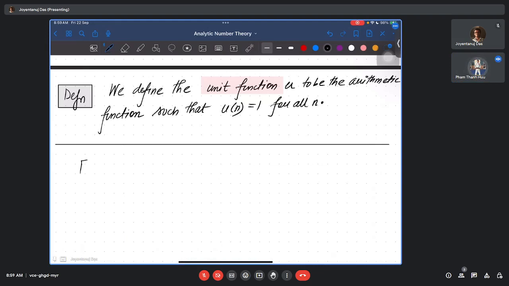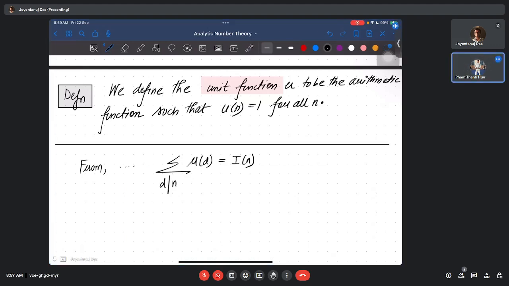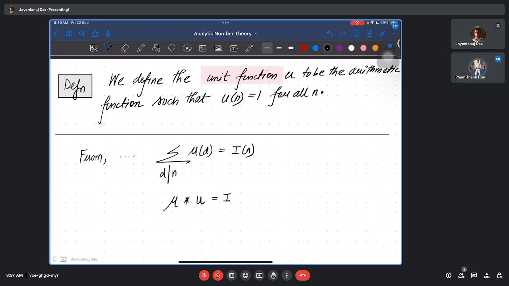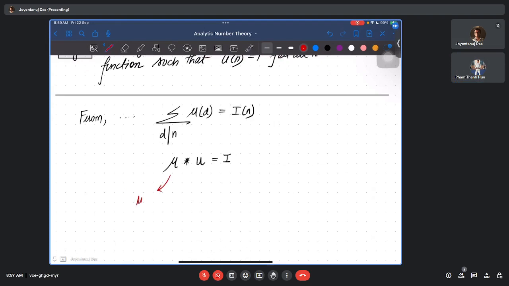So from the previous theorem, I'm not sure of the theorem number, what I know is the sum over d dividing n of mu of d is nothing but I of n, our identity function, right? But how do you write this in the notion of the Dirichlet product? If I write mu star u, where u is our unit function, then that equals I, right? So this is the Mobius mu function, and this is the unit function.